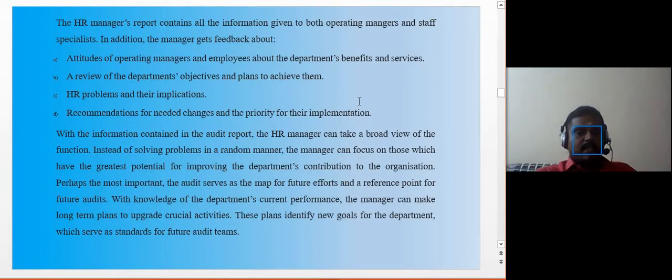With the information contained in the audit report, the manager can take a broad view of the function instead of solving problems randomly. So the manager can focus on those which have the greatest potential for improving the department's contribution to the organization. Perhaps the most important, the audit serves as a map for future efforts and a reference point for future audits.